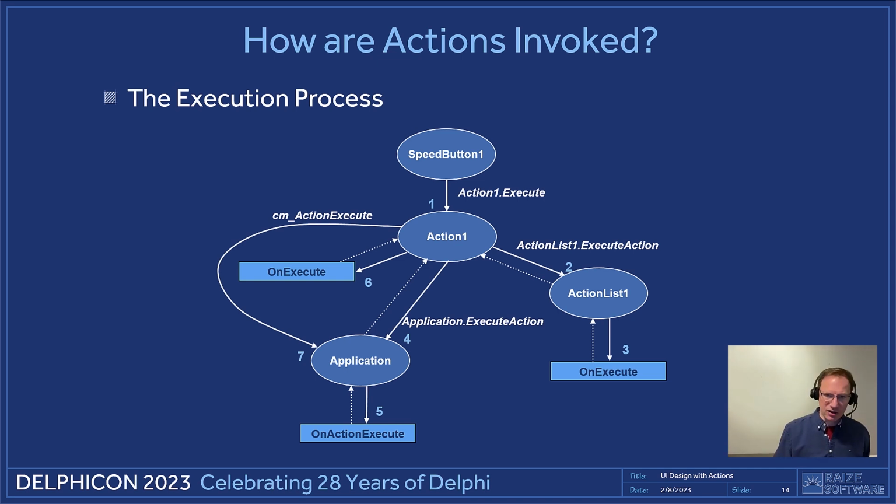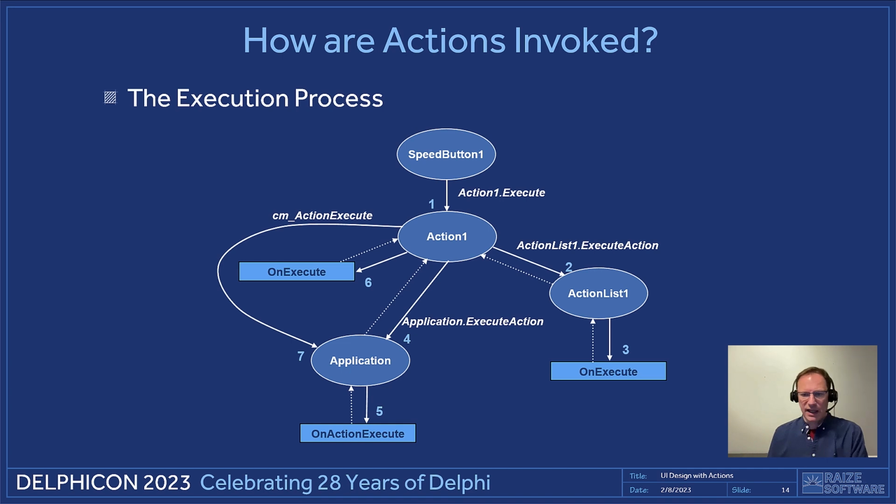Then the action list will check to see, do I have an onExecute event handler for the action list? And if I do, then go ahead and execute the code that's in that onExecute. And then it returns control back to the action. So in theory, you could put your execution code in the onExecute of the event handler.